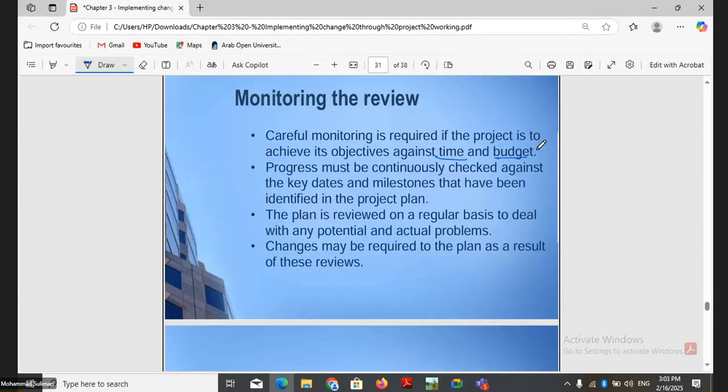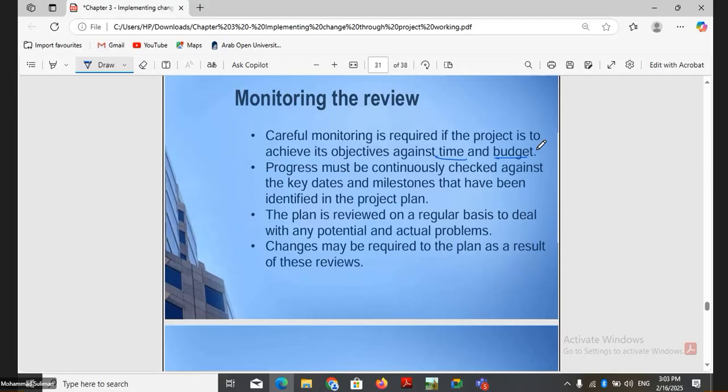Progress must be continuously checked against the key dates and milestones identified in the project plan. The plan is re-reviewed on a regular basis to deal with any changes and problems, and changes may be required to the plan as a result of these reviews. Sometimes we may need to make some changes in the plans, not big changes, but small changes, after reviewing the work that is going on.